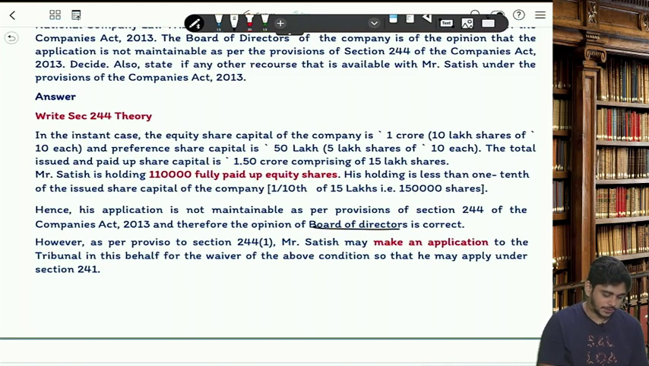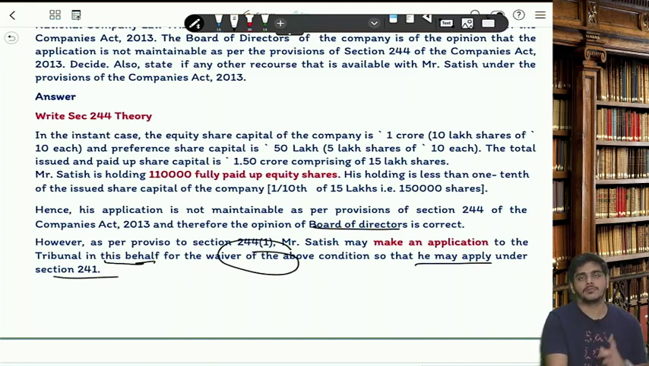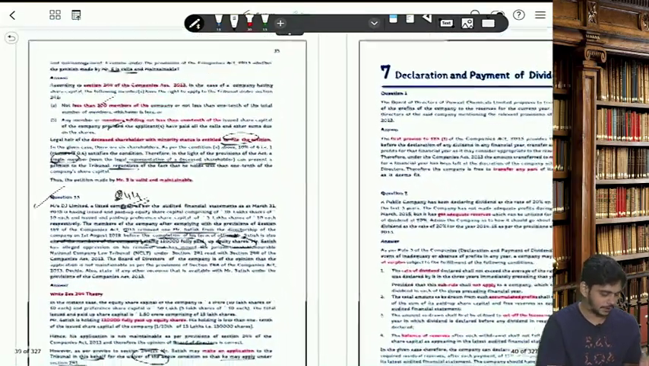As per the proviso, Mr. Satri may make an application to the tribunal for the waiver of the above condition so that he may apply under 241. Because you must have studied in 244 that the tribunal may waive all or any of the conditions mentioned above. So he will request that. Even if you don't write this last point it will work, no problem, you can say the application is not valid. Okay, easy, 244 done.